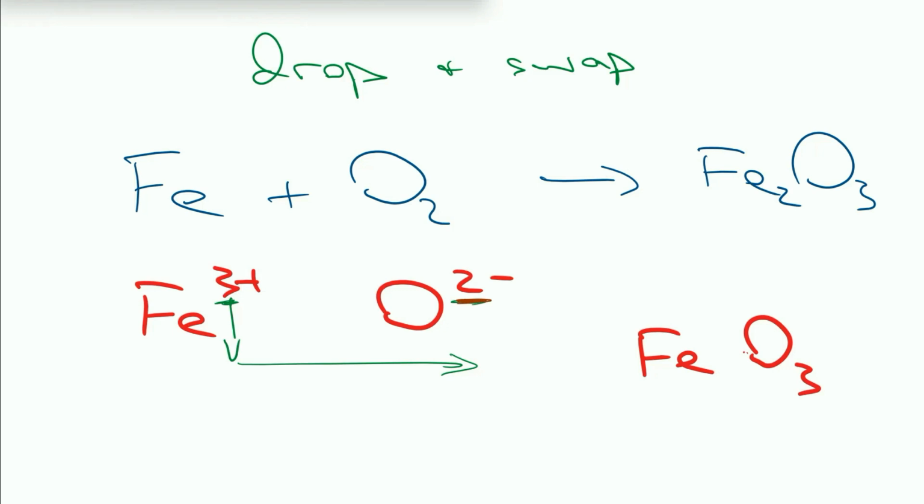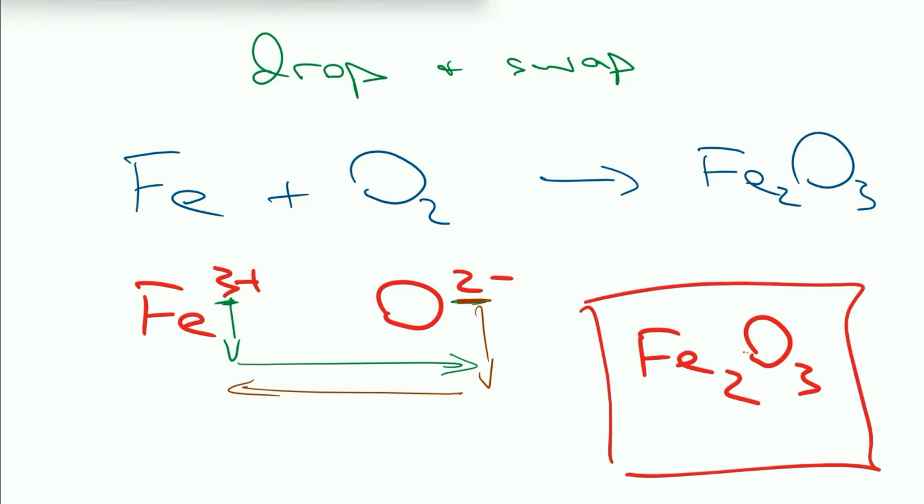The 2 is going to drop down. It's going to swap to the other chemical species, and what we're talking about is the iron. So there'll be a 2 here. And voila, there's the formula, which we actually had in the equation already. Okay, so this is the drop and swap method.